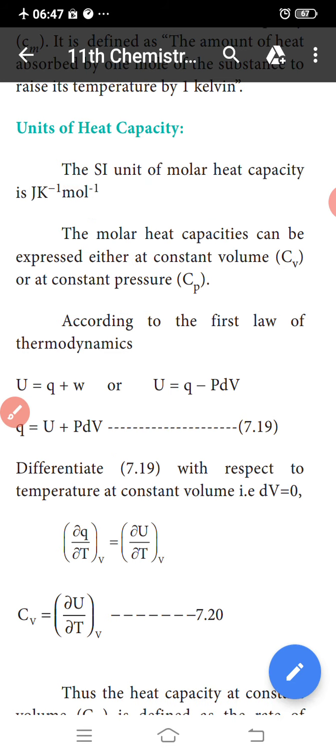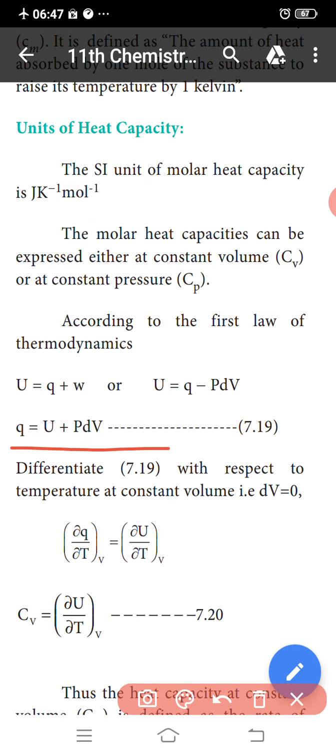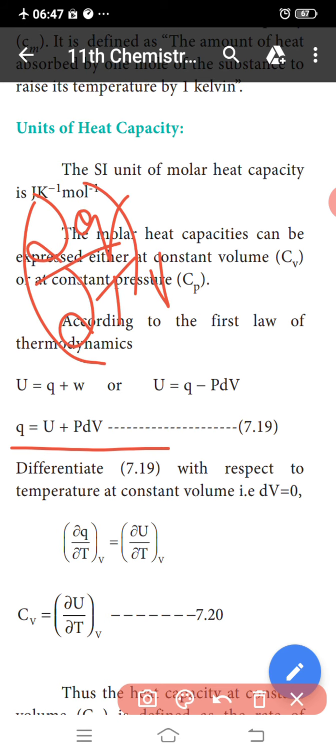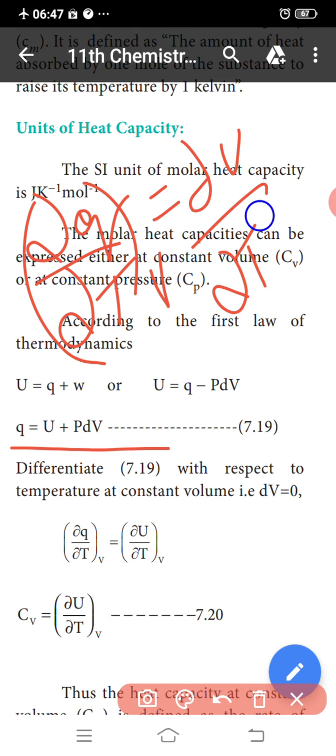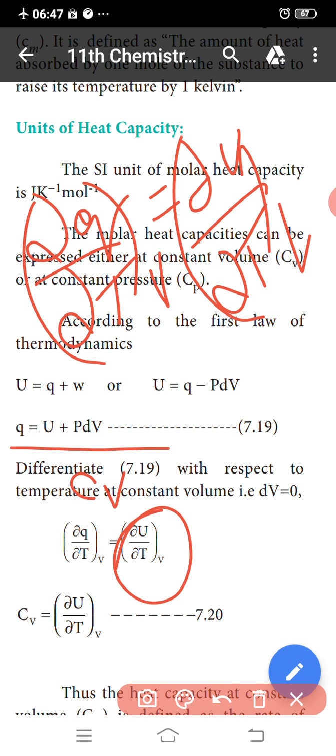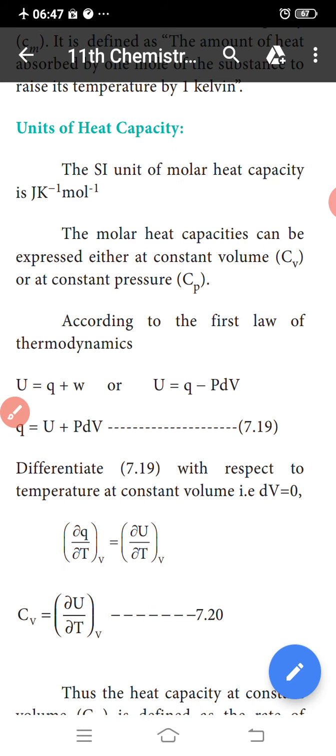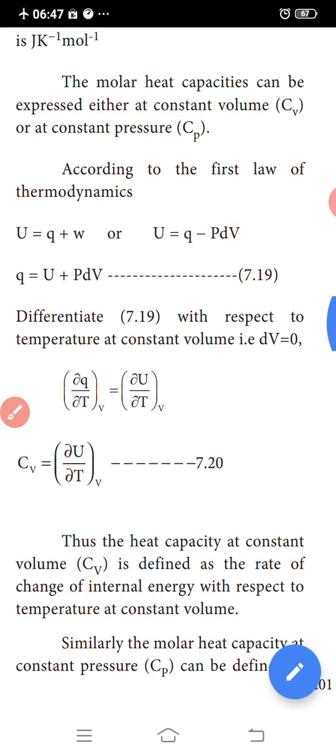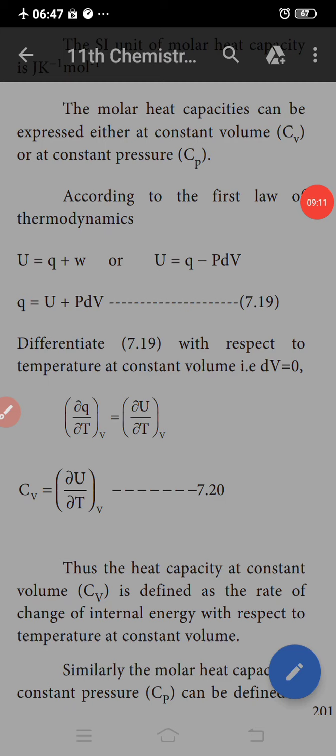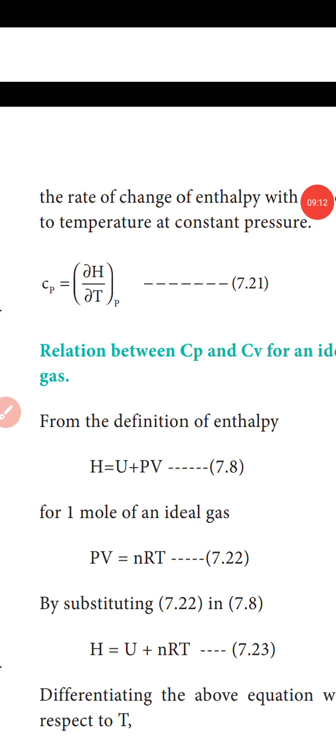Differentiating, dou Q by dou T at constant volume is equal to dou U by dou T at constant volume. So Cv is equal to dou U by dou T at constant volume. This is the Cv value. Thus, the heat capacity at constant volume Cv is defined as the rate of change of internal energy with respect to temperature at constant volume.